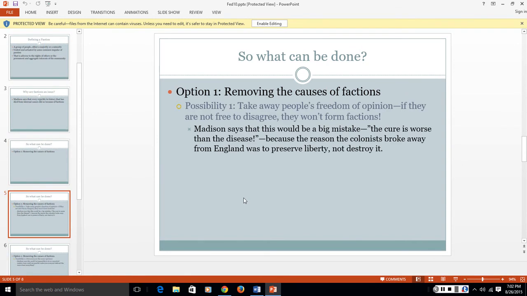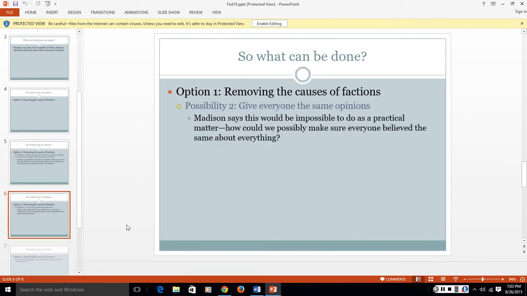But the problem is, if you get rid of the factions, then you're really taking away the freedom of opinion. And Madison, of course, says that's a big mistake. That's the reason the colonists broke away from England, was because they could not give their opinion. We need freedom of speech. We need to say when we don't think things are right. Things need to be changed. So even though removing factions would be beneficial, it's a larger problem than just simply factions themselves.